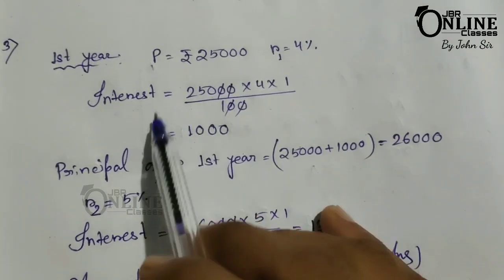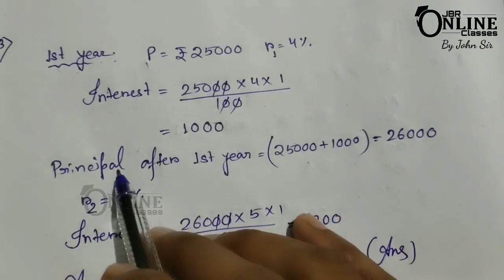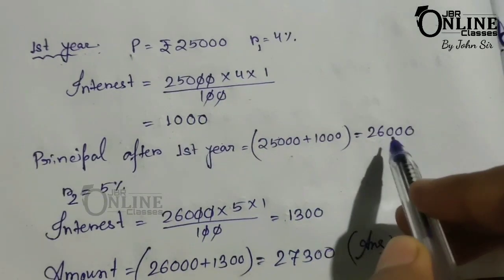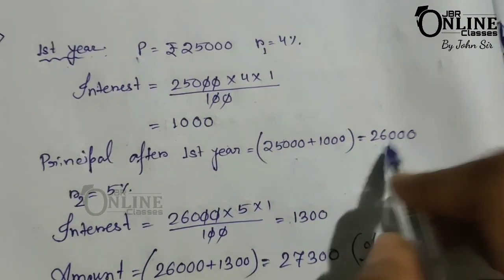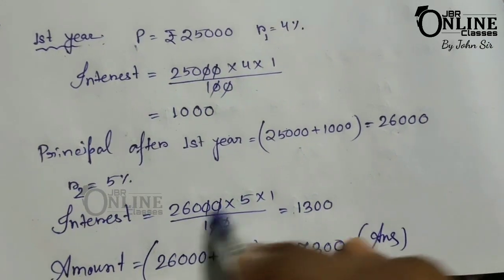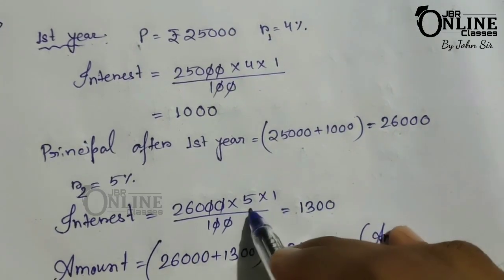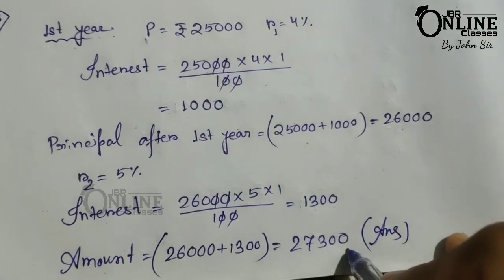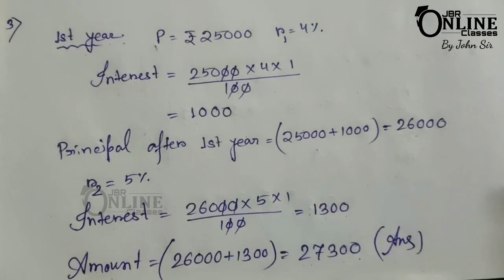Now compound interest will be changed. In compound interest the principal changes each and every year. So the principal for the second year equals 25,000 plus the interest, and that equals 26,000. Now for the second year the principal will be 26,000 and the rate will be 5%. So now you can find the interest, PRT by 100, and that equals 1300. As the interest equals 1300, the amount equals principal plus interest, that equals 27300. So 27300 is the final amount after the second year.